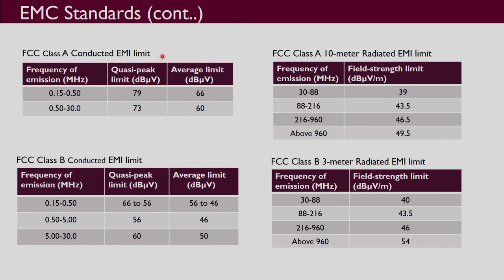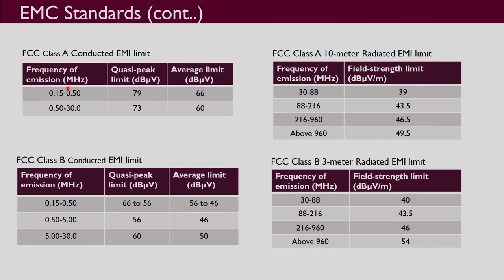So, this is what is shown here. This is the FCC class A conducted EMI limit. What you see here is the frequency range provided first, 15 kilohertz to 0.5 megahertz. Here the limit is given as 79 dB microvolt for the quasi-peak limit, and the average limit, if you are measuring the average, should come as 66 dB microvolt.